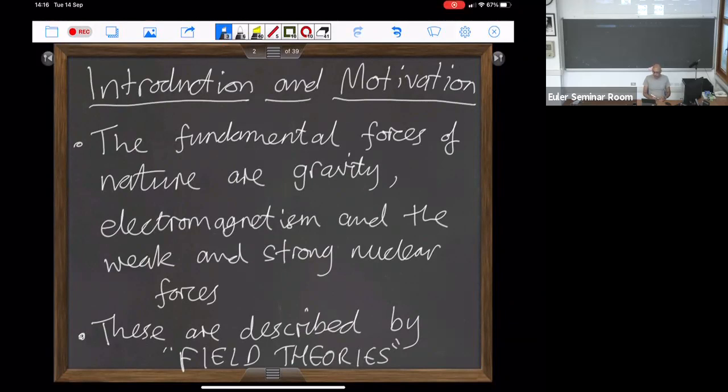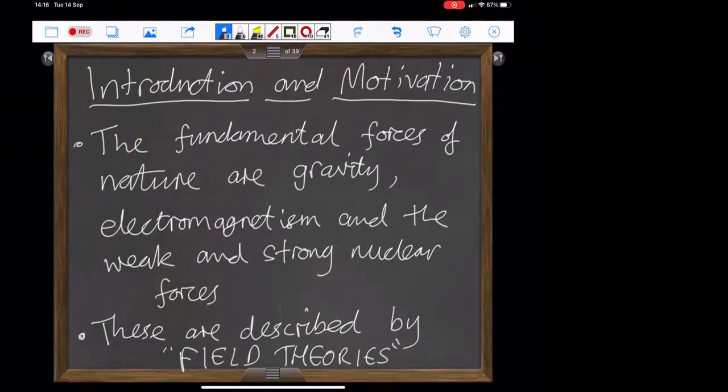The fundamental forces of nature that we know about are gravity, electromagnetism, and the weak and strong nuclear forces. And as you will see during your program here, during the lecture courses, these are described by what are called field theories.